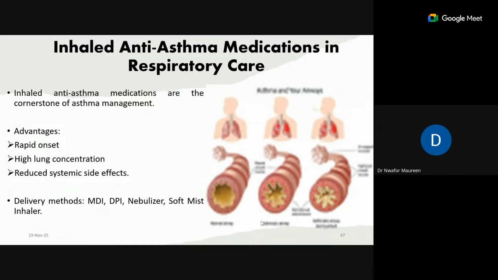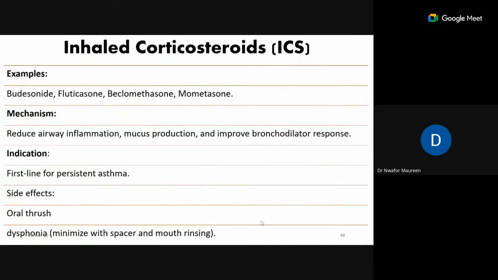And as it may be, we've already talked about them because they're basically beta-2 agonists, anticholinergics, and so on and so forth, even corticosteroids. But let's just briefly look at them again. Inhaled anti-asthma medications are the cornerstone of asthma management. The advantages are rapid onset, high lung concentration, reduced systemic side effects. You can still deliver them through all these delivery methods, as we've talked about earlier.